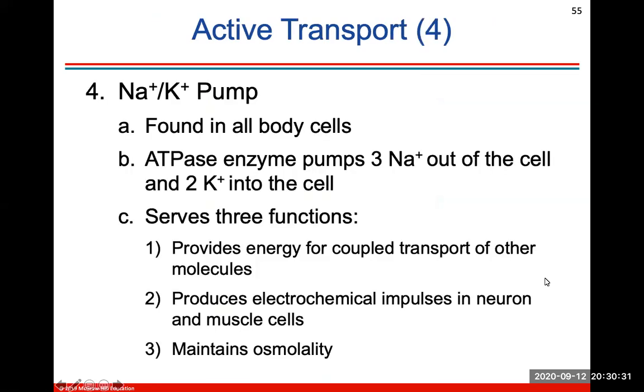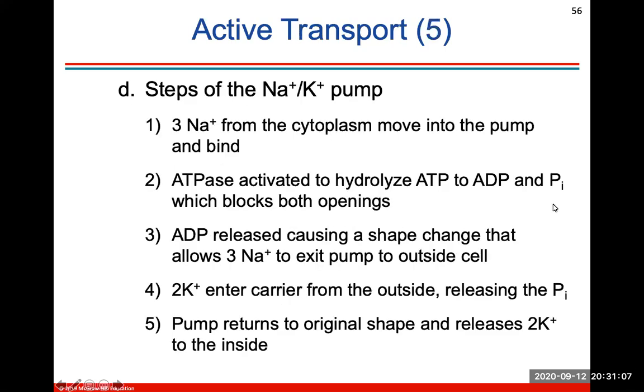The sodium-potassium pump is found in all body cells, and we'll learn a lot about this later on. It has an ATPase enzyme that pumps 3 sodium out of the cell and 2 potassium into the cell. I want you to remember that 3 sodium get pumped out of the cell and 2 potassium get pumped into the cell. Sodium is Na, the atomic symbol, and potassium is K. The sodium-potassium pump is important to maintain osmolality. It produces an electrochemical impulse in neurons and muscle cells, and it also provides energy for coupled transport of other molecules.